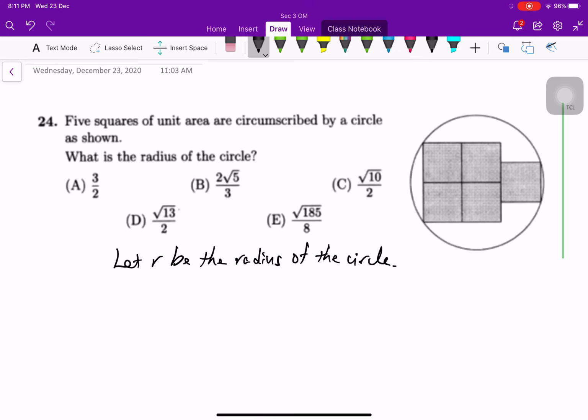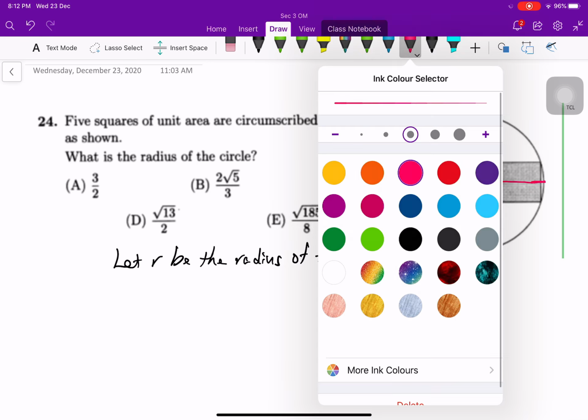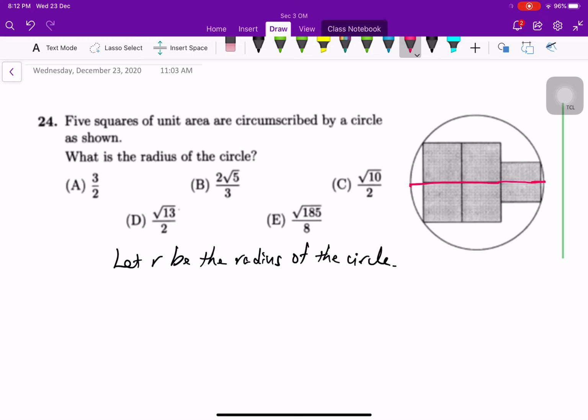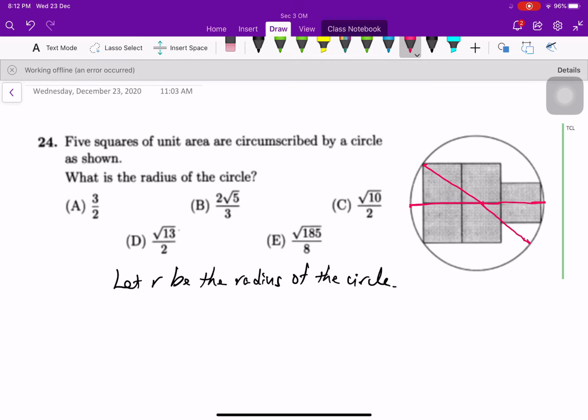Then I will do the label on the diagram. I will take this, if I extend all the way a bit out, this is the diameter, because it is a horizontal line, right? Then I can also do this. I start from the tip, and maybe I draw like this. Then I will get the center of the circle, assuming that this line that I draw is also the diameter.